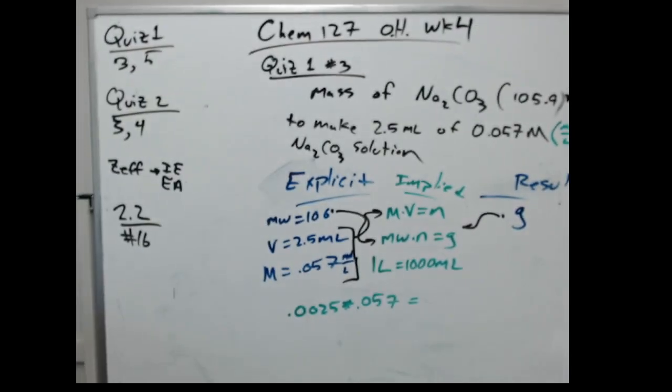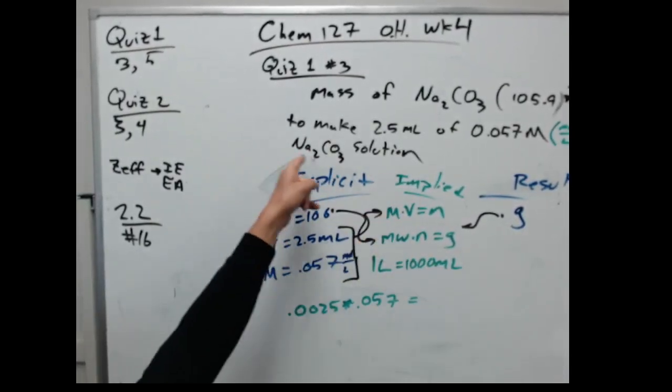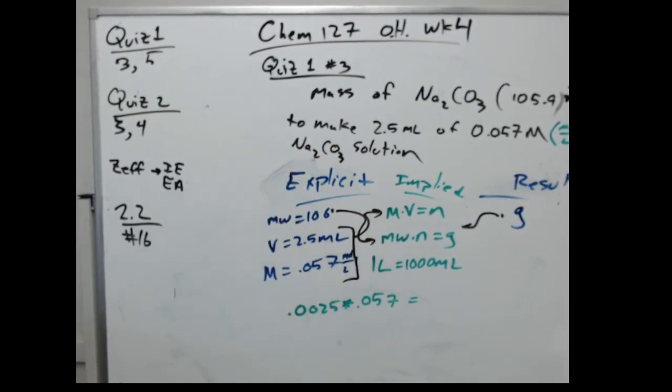So right away, I can notice that I've got two different volumes. I need my volume units to match up, so I either need them both in milliliters or both in liters. And I don't like switching things on bottoms of fractions, so I switched the milliliters to liters, and then canceled out the volume. So I have 0.0025 times 0.057. Is this looking familiar to what you did in your process?